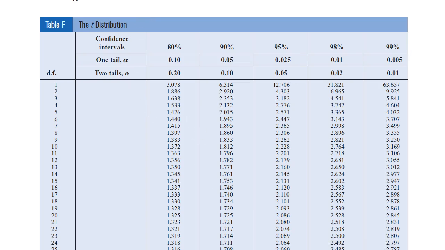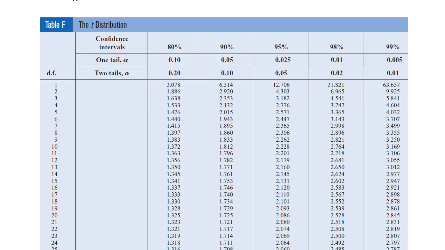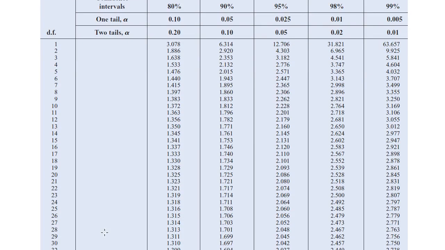Okay, so let's see. Let me go back. T is 1.945. Degrees of freedom is 27. So degrees of freedom is 27. Let me scroll down a little bit. 27 here. Right, 27 here. So that t value of 1.945.